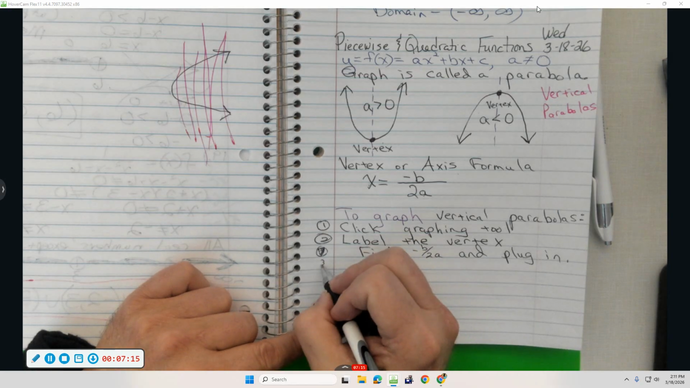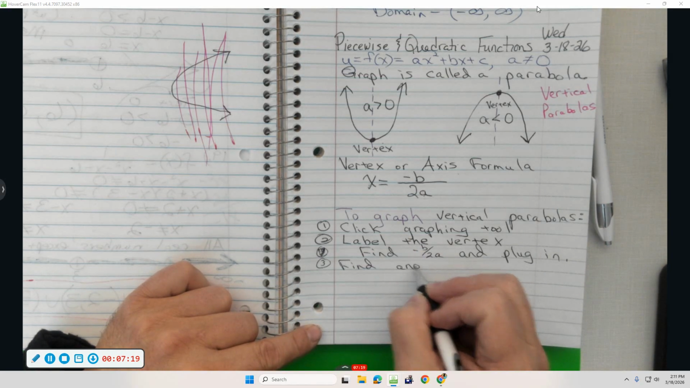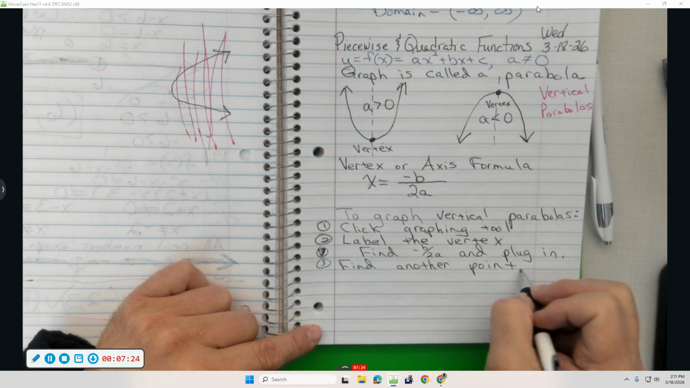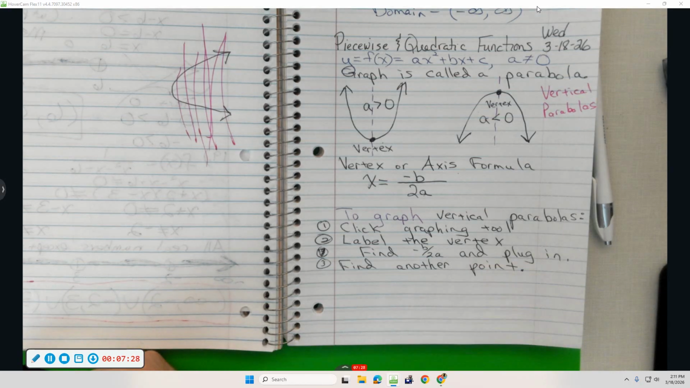Then third step, you have to find another point. Find another point. That's how you did it with the absolute value tool. Remember? You found the vertex, but you didn't use a formula, and then you found one other point.